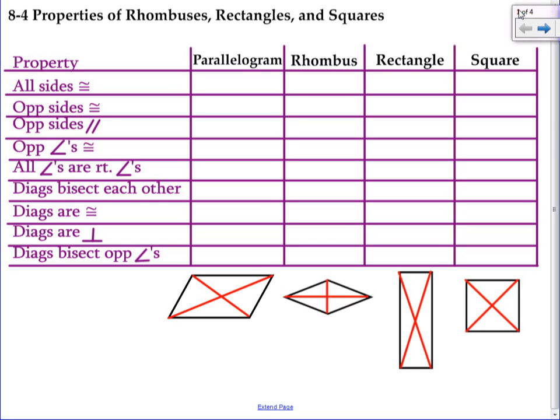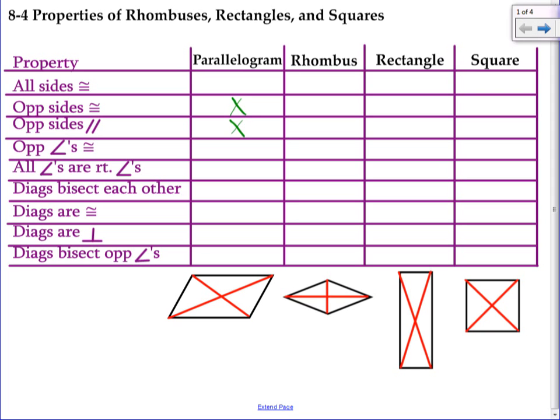So we want to just put a check in the boxes for which the property on the left is true. There's a picture down on the bottom of each of these shapes. Let's just go one shape at a time. So parallelogram. Are all four sides the same length? No. Are opposite sides the same length? Yes, the ones across from each other are definitely the same. Are opposite sides parallel? Yeah, that's the definition of a parallelogram.